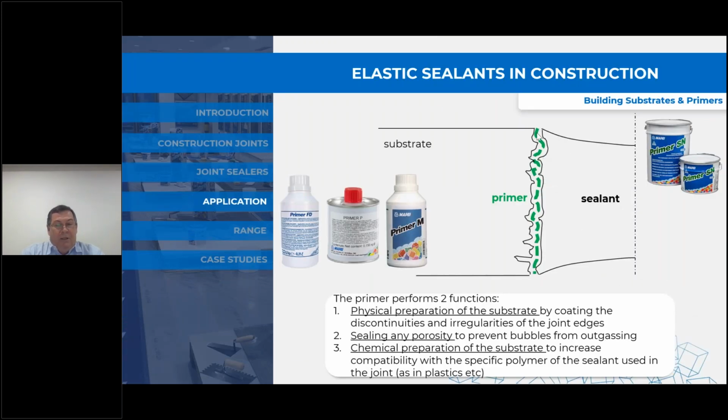When we go on and talk about primers, backing rods and the sealant application, the primers really need to be understood as to why and where you would use one. The three main areas where you would use them are physical preparation of the substrate by coating the discontinuities and irregularities of the joint edges, sealing porosity to prevent bubbles from outgassing, or chemical preparation of the substrate in the case of, say, plastics or the like.